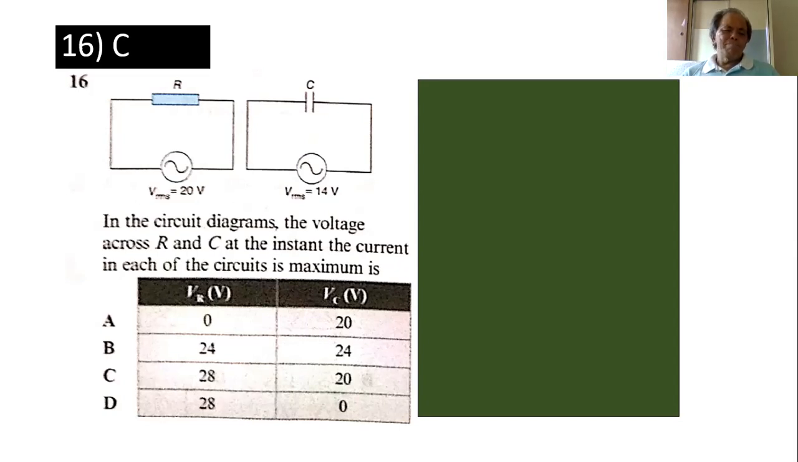Okay, let's see. Remember we want the instant when the current in each case is maximum. We want maximum, so we want the peak value. That's why we have to take the root mean square value times root 2.